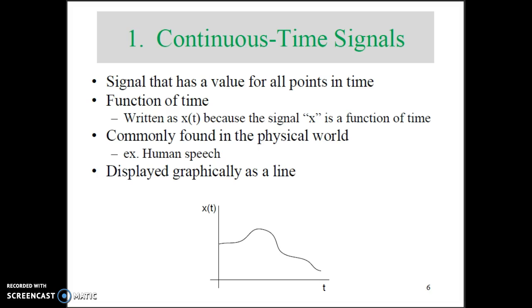The first important type is continuous time signals. A signal that has a value for all points in time, or which is a function of time, is called a continuous time signal. For example, the human speech signal. See the graphical representation of a continuous time signal. In short, a continuous time signal is defined for all values of time. We have two important parameters, time and amplitude. For a continuous time signal, time is continuous and amplitude is also continuous. So amplitude is continuously varying with respect to time. Sinusoidal signals, sine waveform and cosine waveform, are the best examples of continuous time signals.